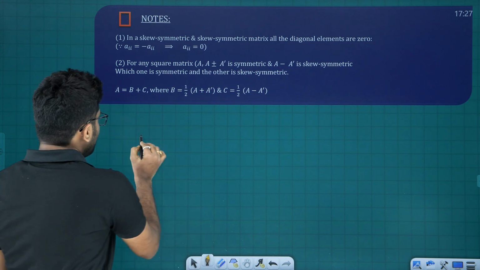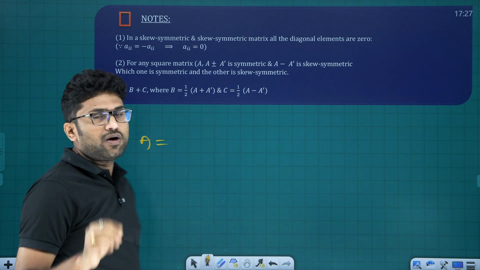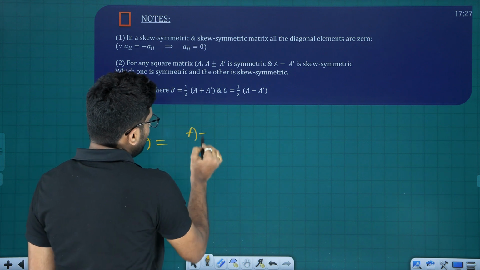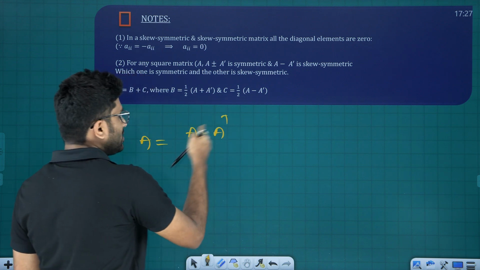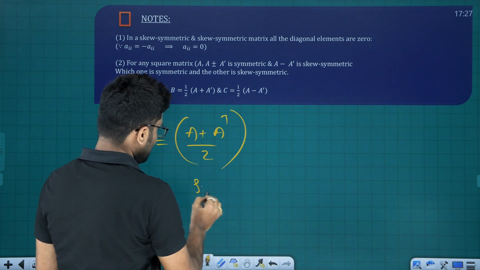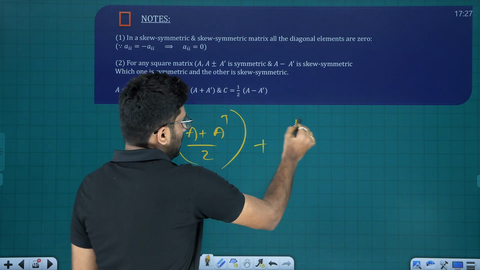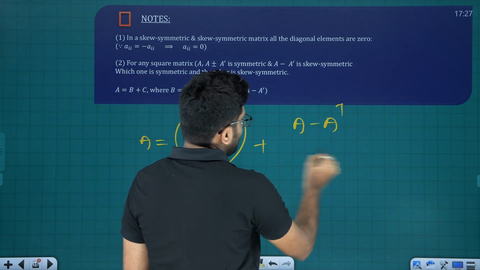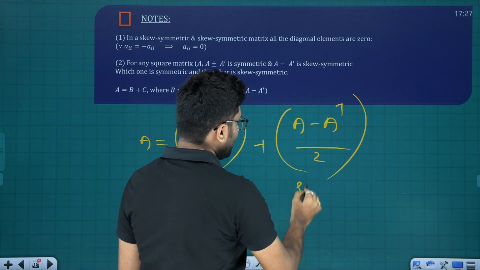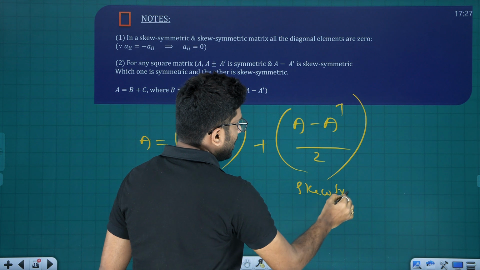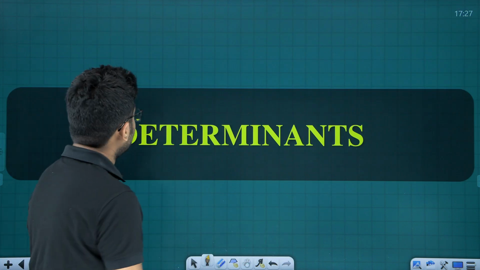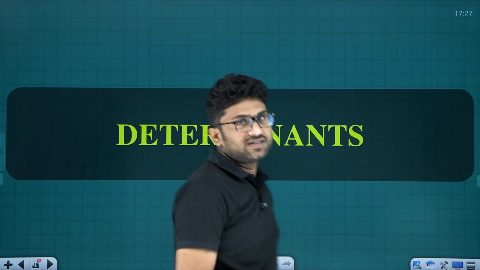Next, every square matrix can be expressed as the sum of a symmetric and a skew symmetric matrix. When you add any matrix with its transpose, it will always be symmetric. And when you take the difference of any matrix with its transpose, you will get a skew symmetric matrix. So every square matrix can be expressed as the sum of a symmetric and a skew symmetric matrix. So this is regarding matrices, friends.